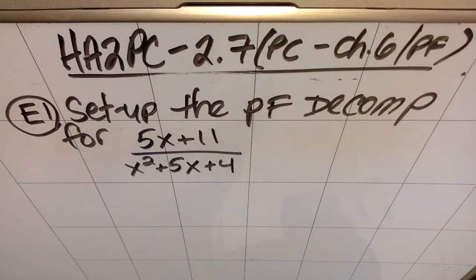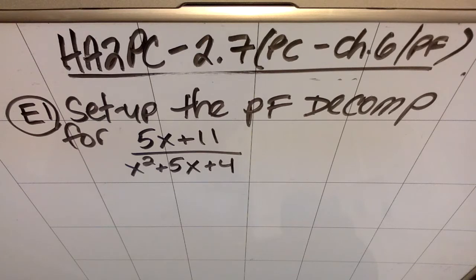All right, this is Honors Algebra 2 Pre-Calc. We're in the Chapter 6 Partial Fractions unit, but we do 2.7 from the book in this unit. So 2.7 is partial fraction decomposition. In example 1, we're going to set up the PF decomp, or partial fraction decomposition, for 5x plus 11 over x squared plus 5x plus 4.